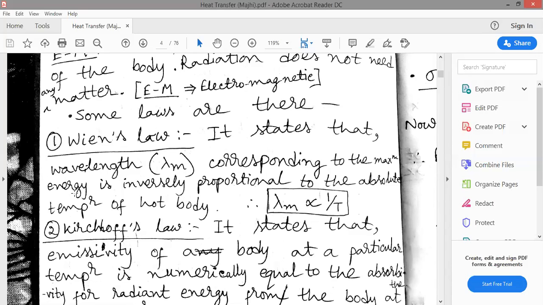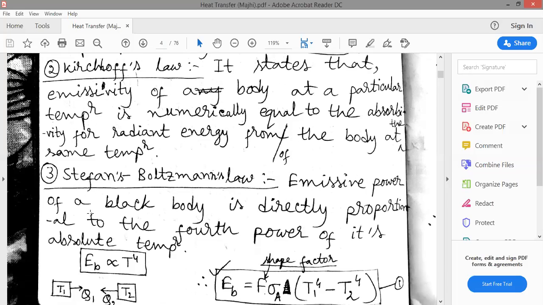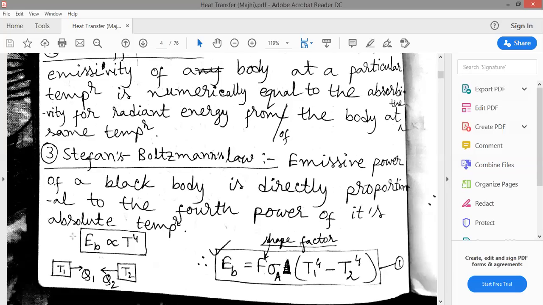Firstly, in radiation, we have learned already Wien's law. It states that the wavelength corresponding to the maximum energy is inversely proportional to the absolute temperature. Kirchhoff's law says the emissivity of any body at a particular temperature is numerically equal to the absorptivity for radiant energy. And Stefan-Boltzmann's law says that the emissive power Eb of a black body is directly proportional to the fourth power of its absolute temperature. If we consider two bodies of temperature T1 and T2, we have to add a factor F there: F sigma multiplied by T1 to the power 4 minus T2 to the power 4.